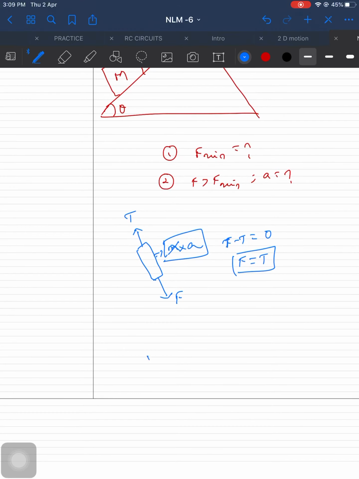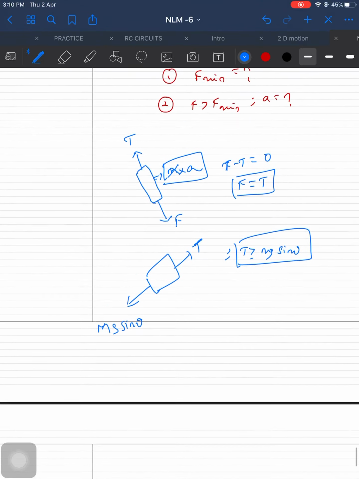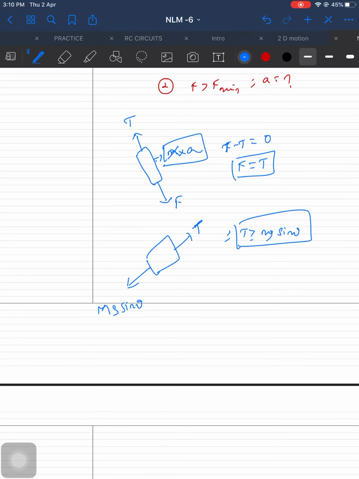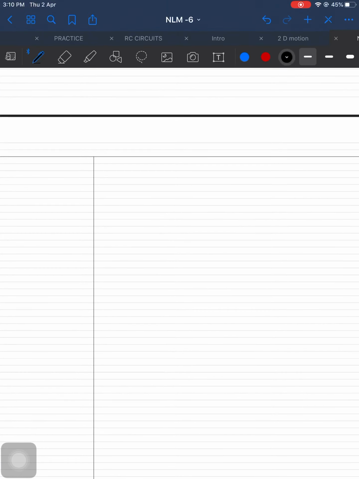So if you draw the free body diagram, this is F, which as of now I'll take as T, and it is capital M g sin theta. So T must be greater than or equal to M g sin theta to move the block. If T is greater than M g sin theta and friction is included, we should see in which direction the body is trying to go. Then we should find.